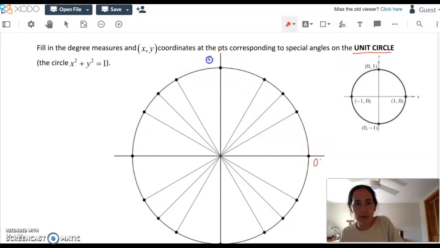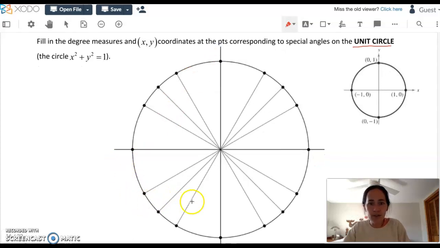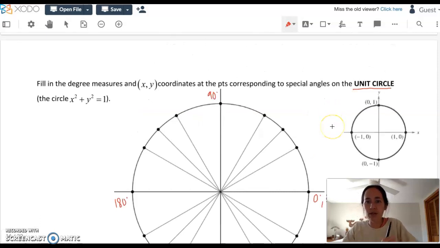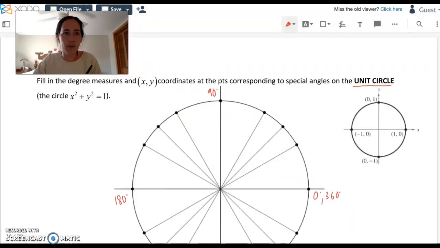0, we labeled 90. 180 is a classic. 270, and then full circle. That's a good pun. We'll go back to 360. And we even went further than that. We started putting some coordinates of special angles on this picture too.